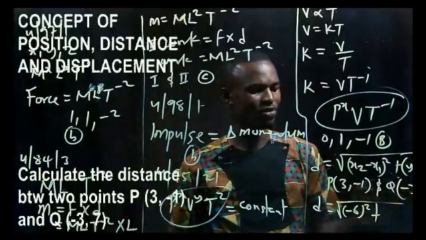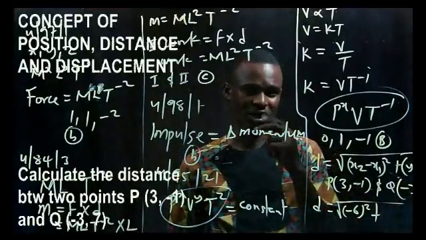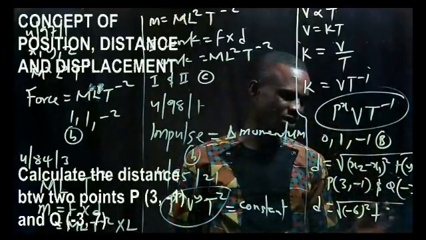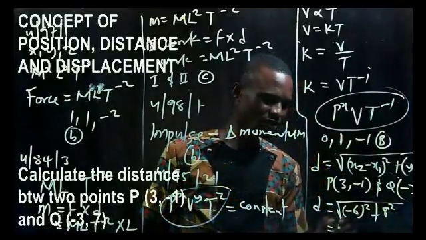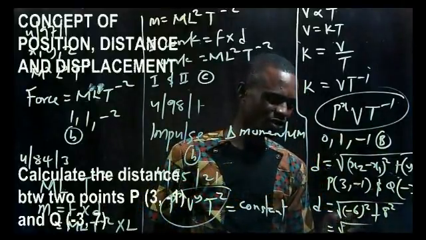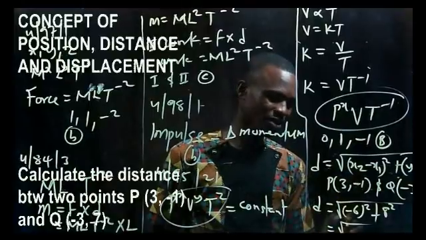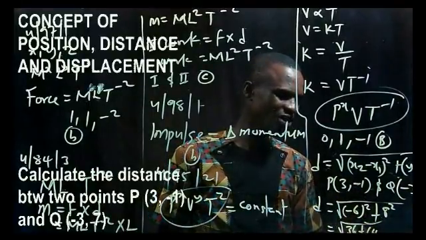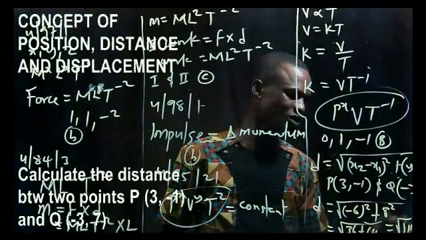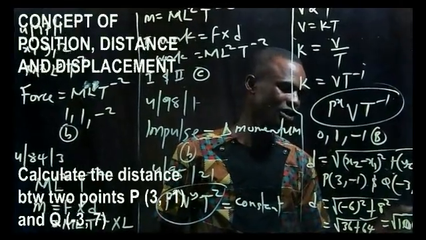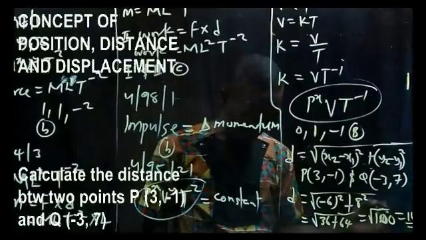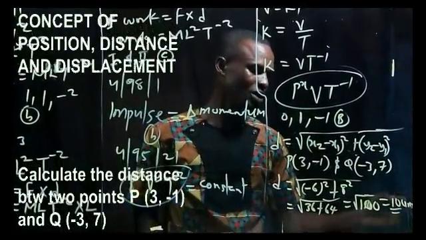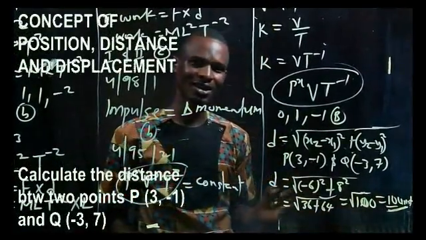That is 7 minus -1, which gives you 7 plus 1, that's 8 squared. So you have the square root of 6 squared, which is 36, plus 8 squared, which is 64. If you add it up, you have 100. The square root of 100 is 10. So the answer is 10 units, and of course, that is the final answer to the question.